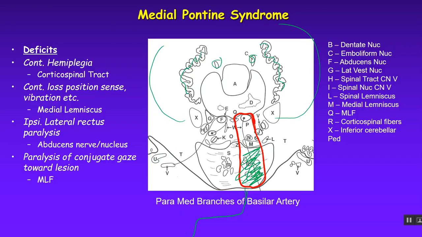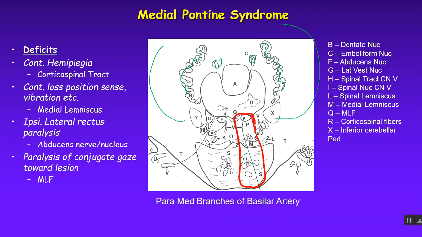So they're going to have weakness of their arm and leg, especially if you damage a big chunk of that. They are going to have contralateral hemiparesis via the corticospinal tract fibers that run down through the front part of the pons.